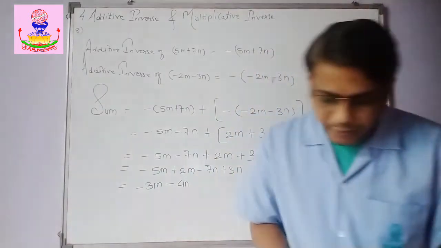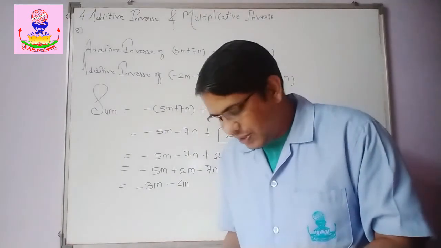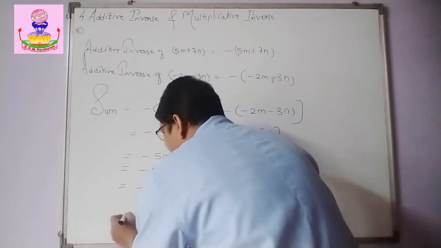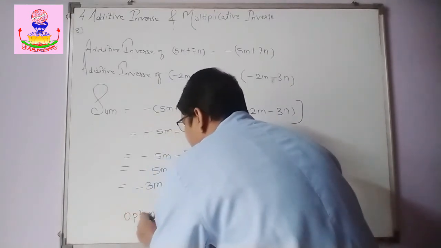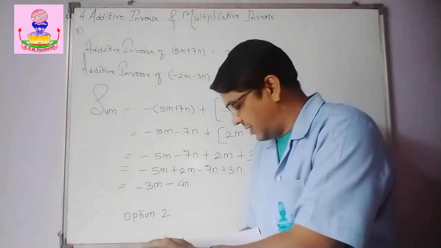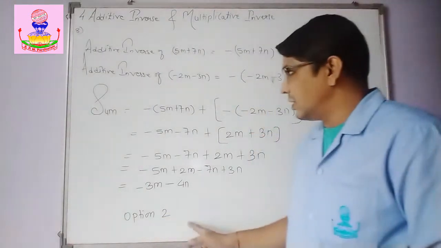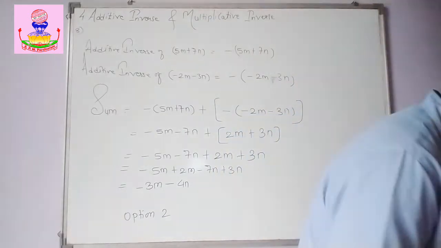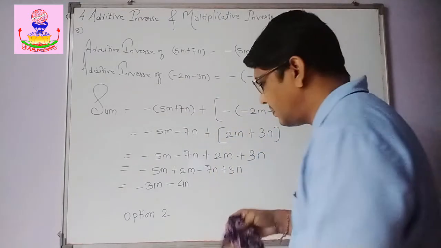Do you get it? So minus 3m minus 4n, and so option number 2, and this was asked in the paper. Okay, 2017. It was asked in 2017. Right? So this is the correct answer. Now the 10th one I am going to solve.